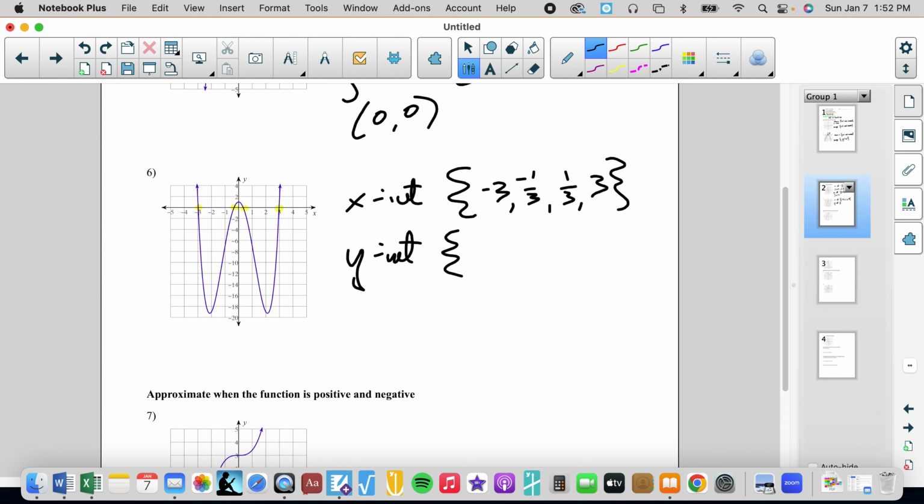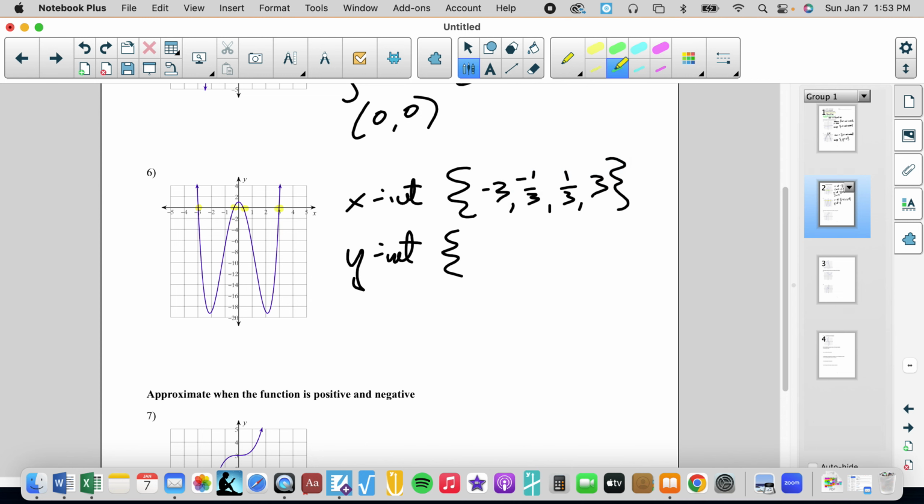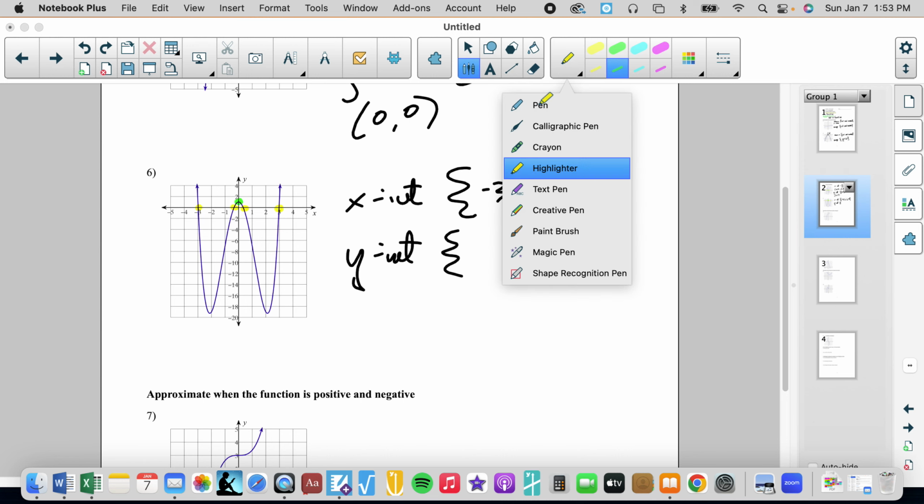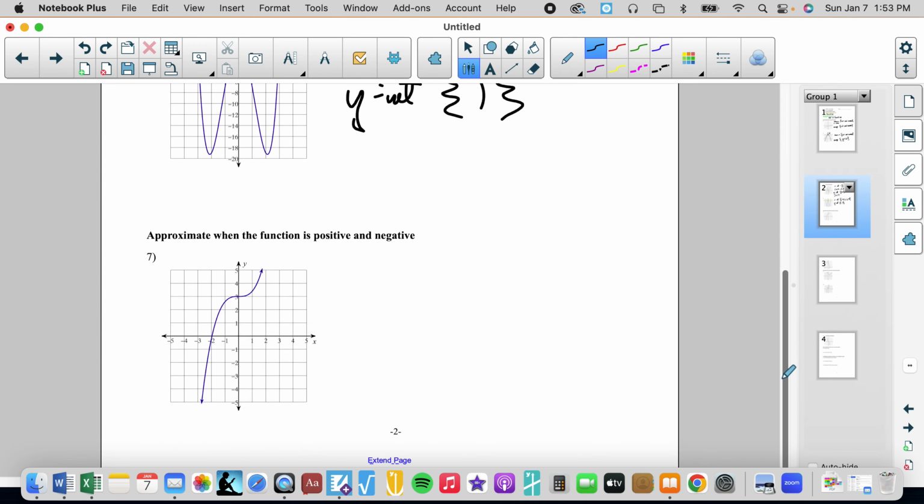My y-intercepts, and notice I'm looking at the increments. The x-axis is on increments of 1. The y-axis is in increments of 2. So if you didn't notice that, notice that that is not a half, that is actually 1. So my y-intercept would be +1. That's the only location it crosses the y-axis.